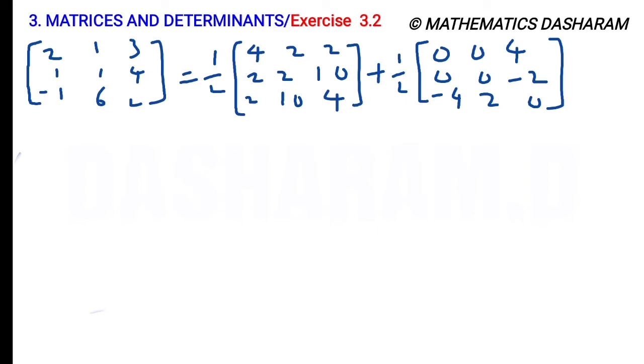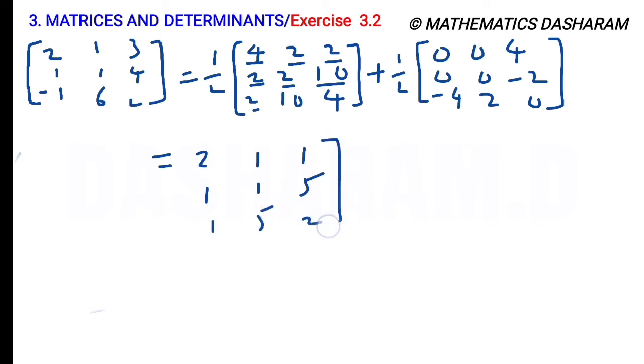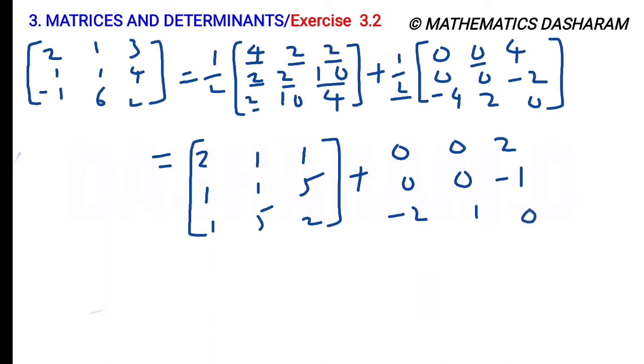So let's multiply the 1 by 2 inside. 1 by 2 into 4 is 2, 1 by 2 into 2 is 1, 1 by 2 into 2 is also 1. So here 1, here also 1, here 1 by 2 into 10 is 5. 1 by 2 into 2 is 1, here 5, and here 2. Plus 1 by 2 multiplied inside: 1 by 2 into 0 is 0, here also 0, here 2, 0, 0, minus 1, minus 2, 1, 0.